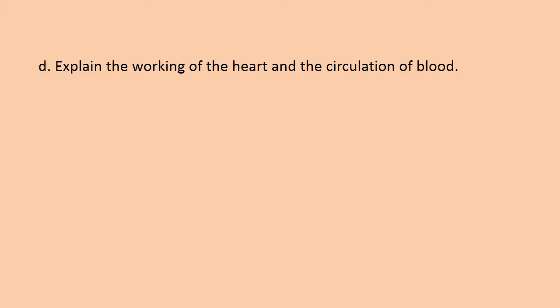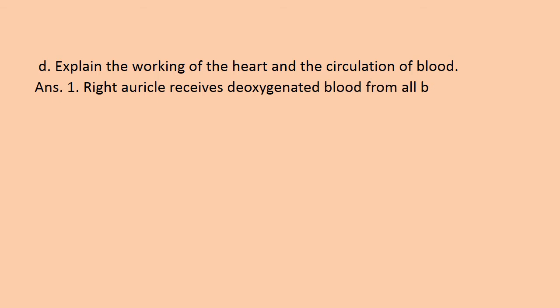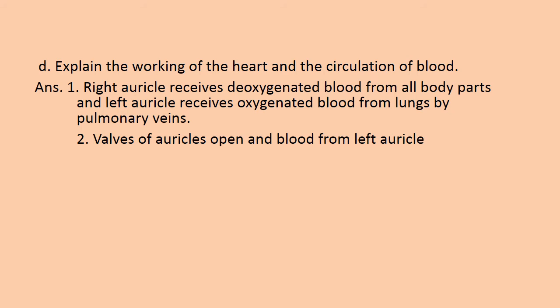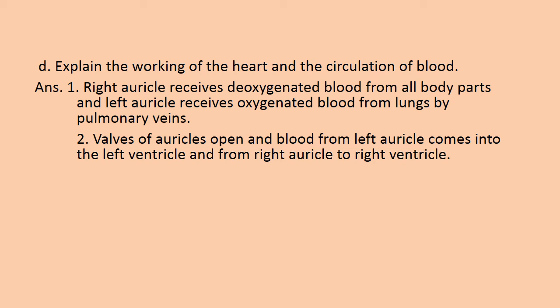Part D is explain the working of the heart and the circulation of blood. So the answer is the right auricle receives deoxygenated blood from all body parts and the left auricle receives oxygenated blood from lungs by pulmonary veins. As we know, valves of auricles open and blood from the left auricle comes into the left ventricle and from the right auricle to the right ventricle.